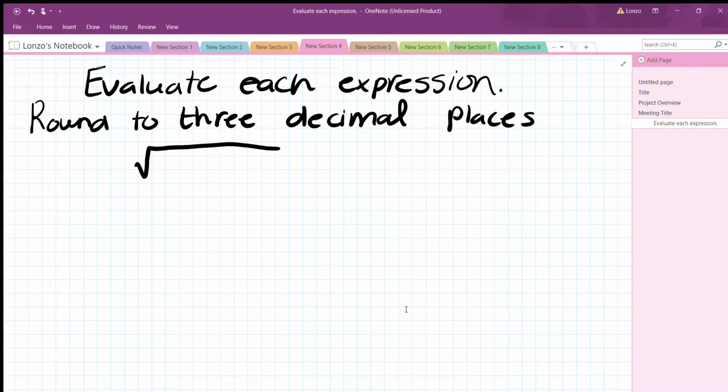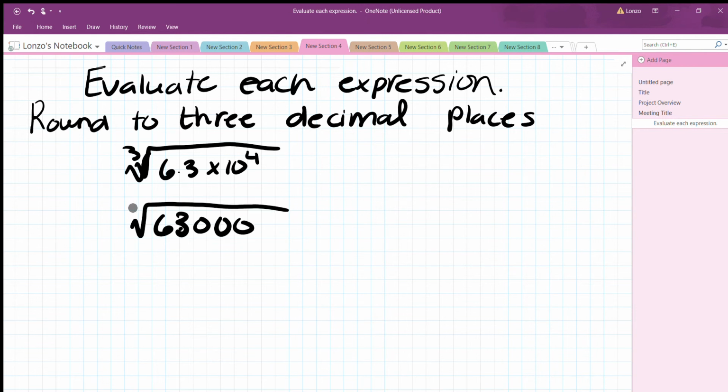Let's do this one. So you have a cube root of 6.3 times 10 to the 4th. First off, I don't need to use a calculator for this one. Let's evaluate 6.3 times 10 to the 4th. That's 6,300. I mean 63,000. But you still have that cube root.